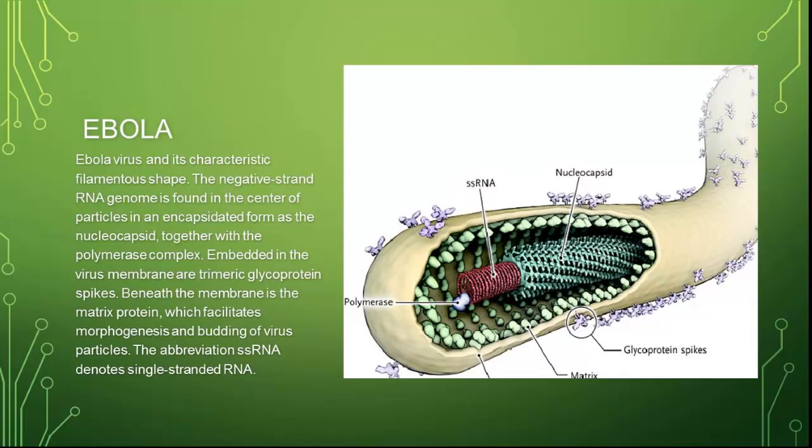This is a nice picture of the virus itself, from the New England Journal of Medicine. We can see its filamentous shape here. It's negative-strand RNA, surrounded by the nucleocapsid. It also has trimeric glycoprotein spikes on the outer membrane and the matrix proteins close to the nucleocapsid.